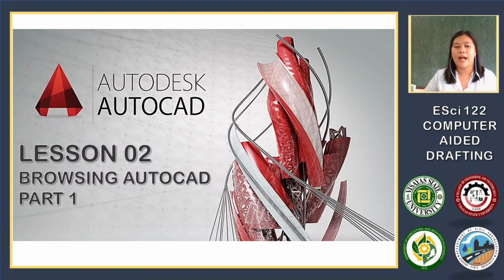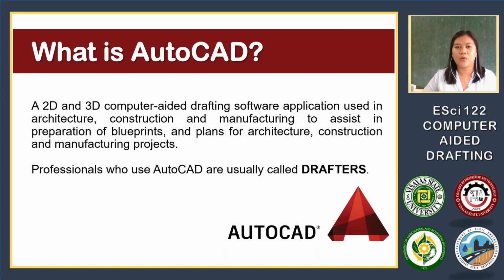Okay, so we are now in lesson 2, browsing AutoCAD. I will discuss the first part of this session. Okay, so what is AutoCAD? AutoCAD is a 2D and 3D computer-aided drafting software application used in architecture, construction, and manufacturing to assist in preparation of blueprints and plans for architecture, construction, and manufacturing projects.